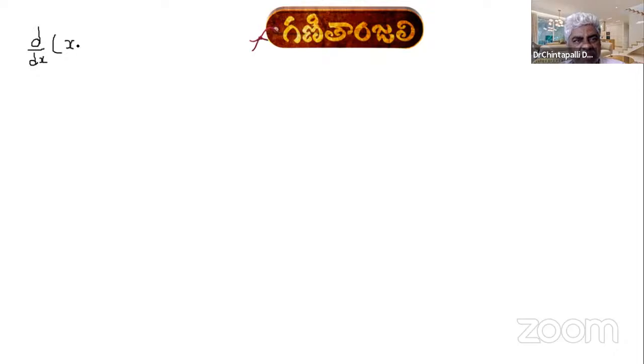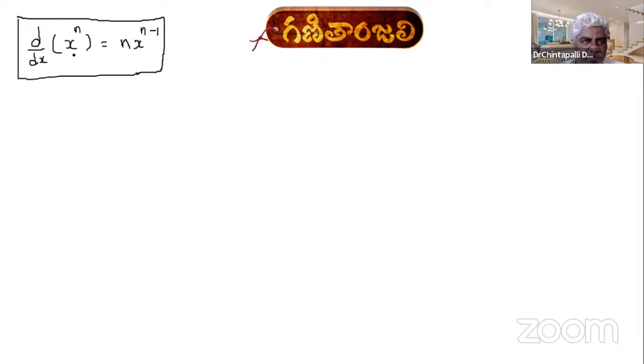Now, d by dx of x to the power of n formula: n times x to the power of n minus 1, right? And one thing, this is variable. This is variable.